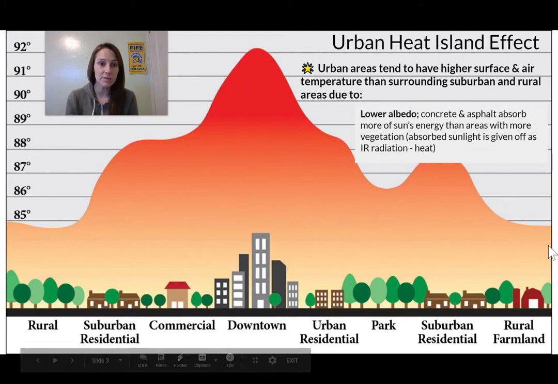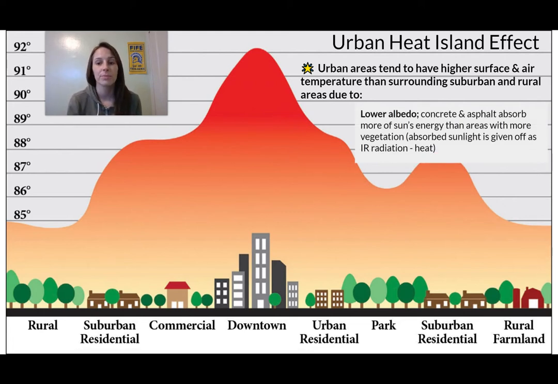And that's because, first of all, of a lower albedo. So the concrete and the asphalt is going to absorb more of the sun's energy, which means it's not going to reflect as much, which is what the albedo is. So they're going to be absorbing more than these areas with vegetation in rural areas. Now, the absorbed sunlight is going to be given off as infrared radiation or heat. So we're going to be absorbing all of that sunlight, and then that's going to release heat after it has been absorbed, which is going to contribute to these higher temperatures.